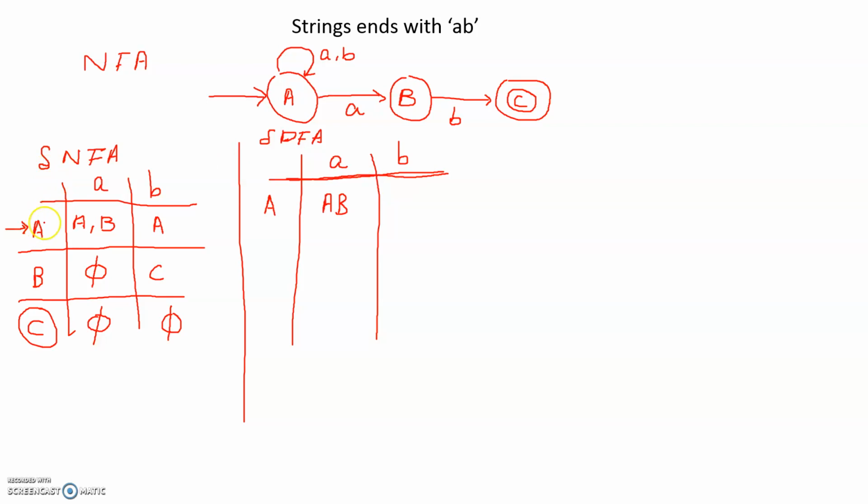Okay, so on seeing an A, in the NFA it can go to state A or state B. But in the DFA we cannot give two states. So we will combine these two states and write it as a single state here. So we will write AB here. And on seeing a small letter B, it will remain in the same state, that is state A.